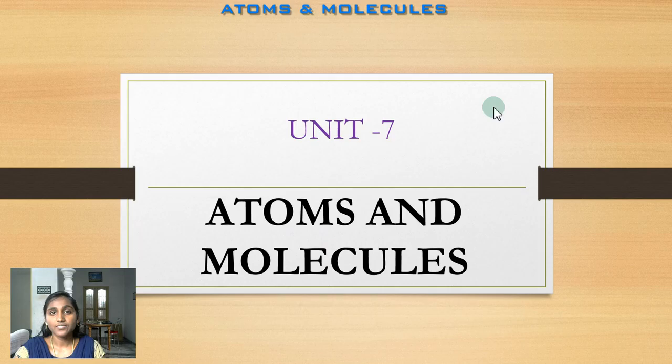So, Unit 7 to Unit 11, we are going to study chemistry. Unit 1 to Unit 6, physics, you will have learned. Then 7 to 11, chemistry. Then 12 to the remaining, you are going to learn biology, botany and zoology. So Unit 7 is atoms and molecules.